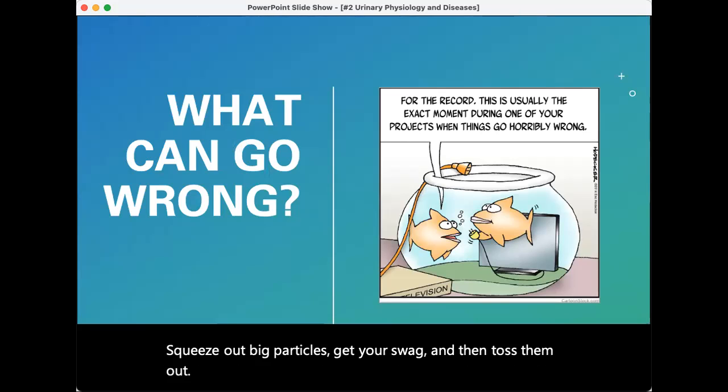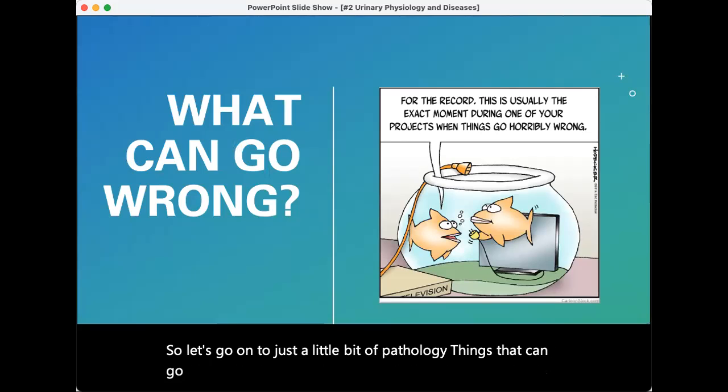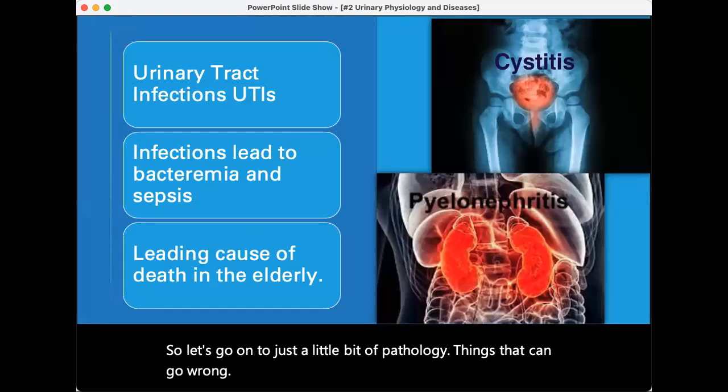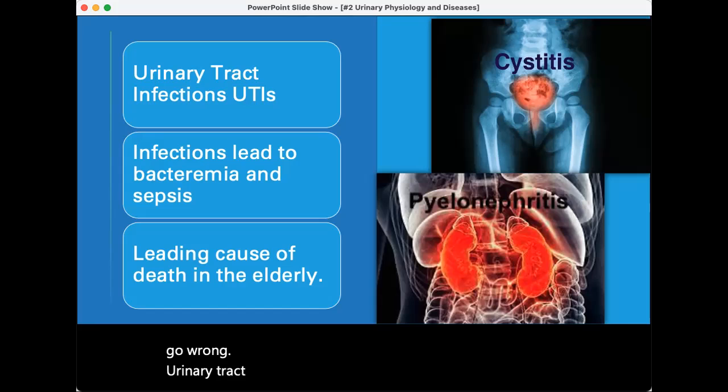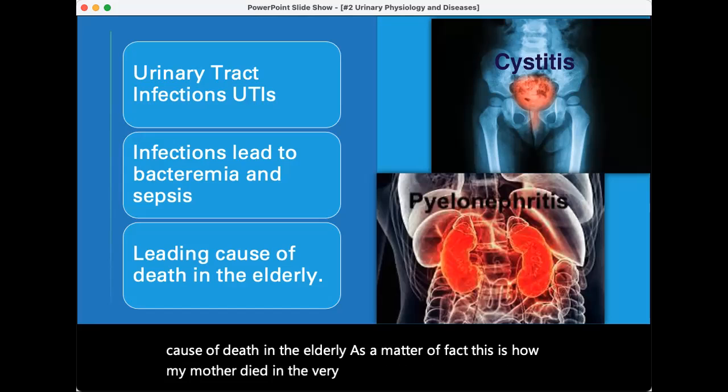All right, so that is physiology in a nutshell. So let's go on to just a little bit of pathology, things that can go wrong. Urinary tract infections. I want to talk about those because they're like the leading cause of death in the elderly. As a matter of fact, this is how my mother died in the very, very end.